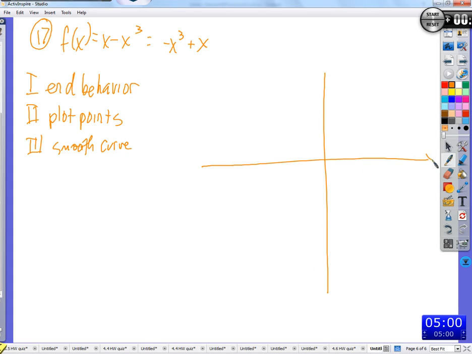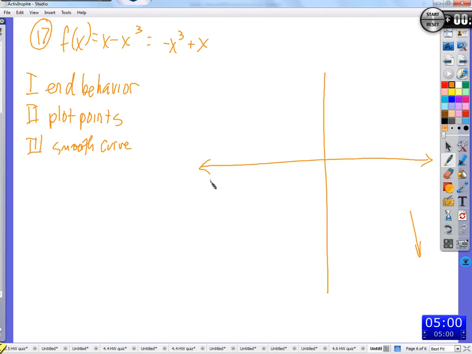As x approaches positive infinity, what values will y have? Will it go to positive infinity or negative? Negative. We put in a positive number for x, we cube it, we multiply that number by a negative, it's just going to be negative. The bigger x is, the more negative y will be. So it goes off in this direction.